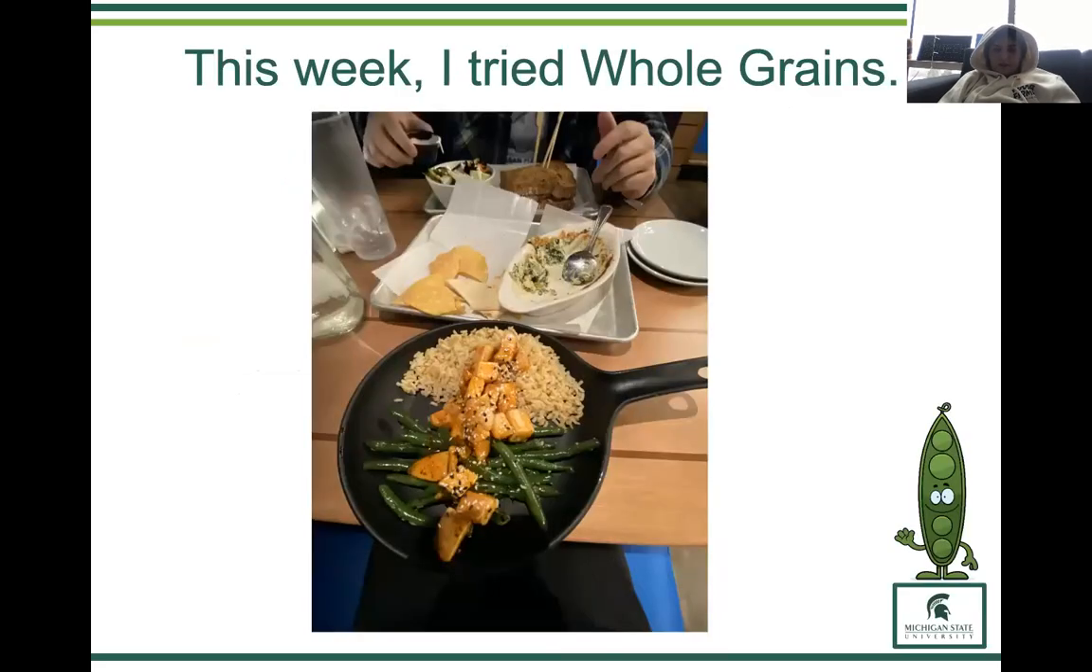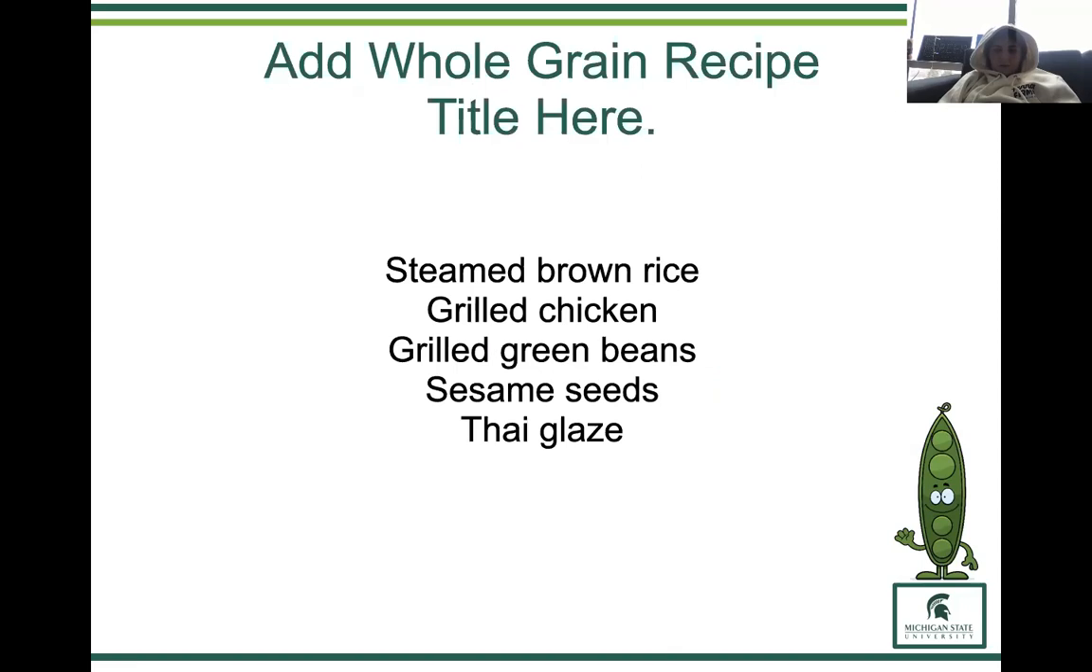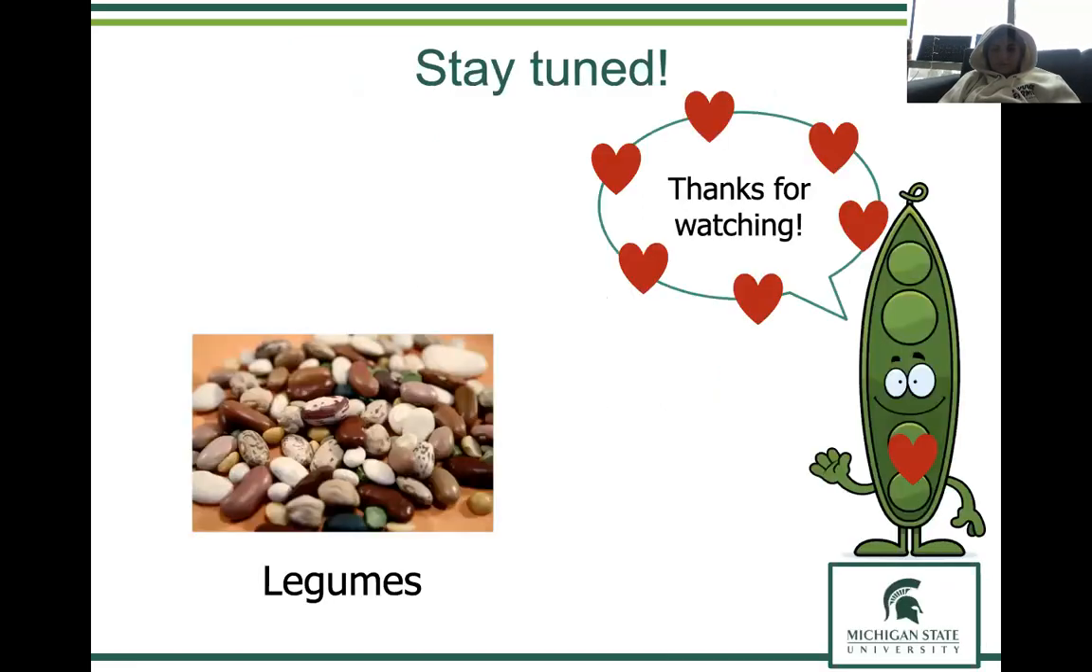So this week I tried a Thai glazed chicken dish. As you can see, it was a little spicy, but it was good. I also got the oatmeal from the dining hall, which isn't very good, but you know, oats are oats. So here's the recipe for that. It's just steamed rice, grilled chicken, grilled green beans, sesame seeds, and Thai glaze all mixed together.